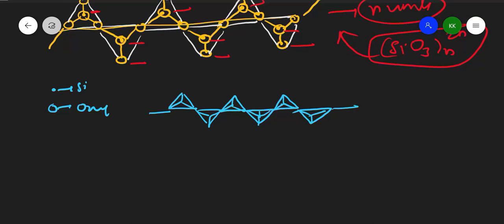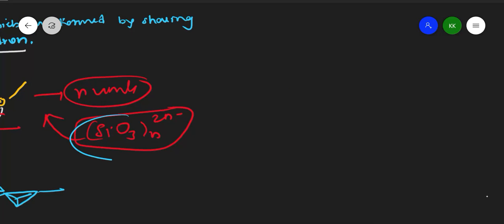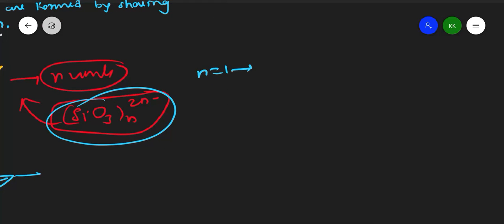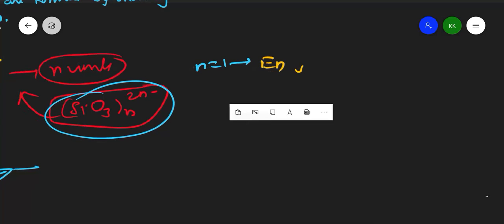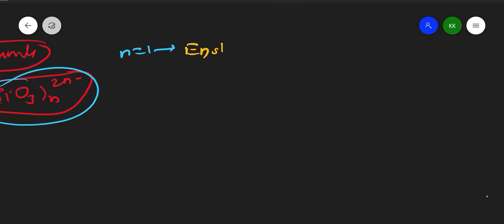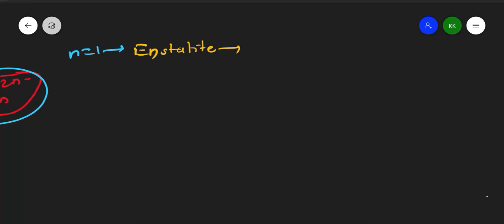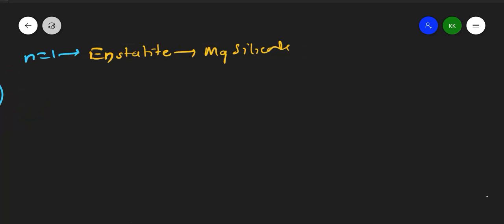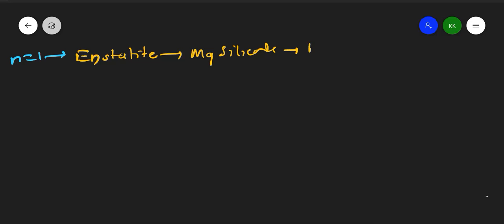Let us see a few examples. For this formula, (SiO3)n to the 2n minus, if n is equal to 1, we get one name. That is enstatite, and it is nothing but magnesium silicate. Its formula is MgSiO3 for n equal to 1.